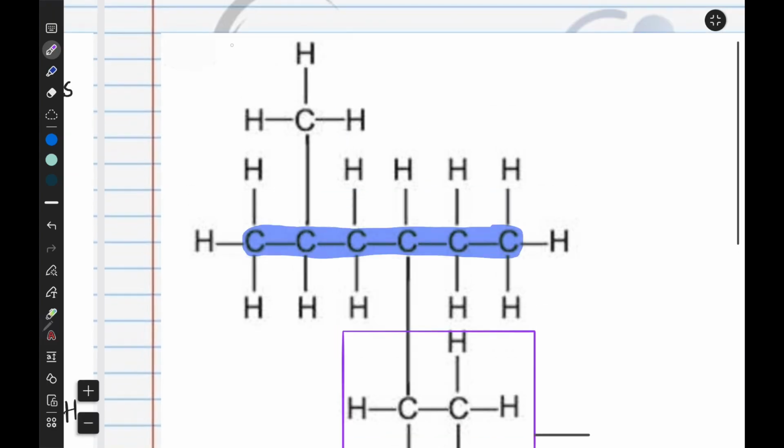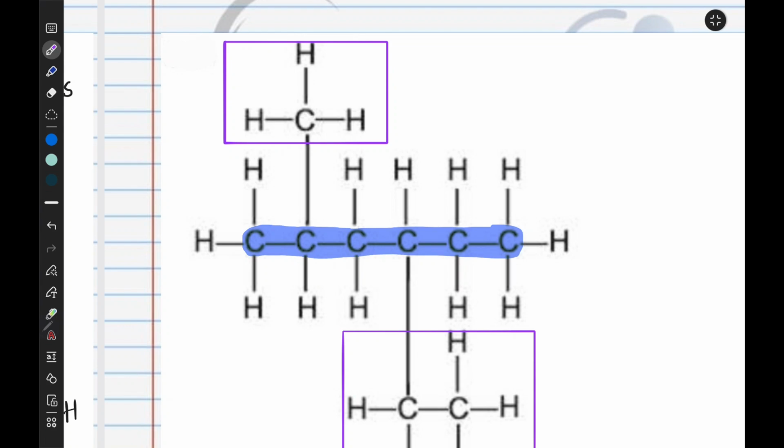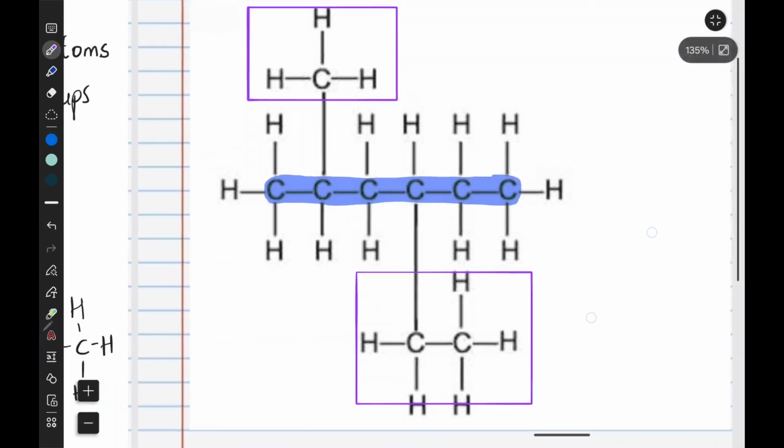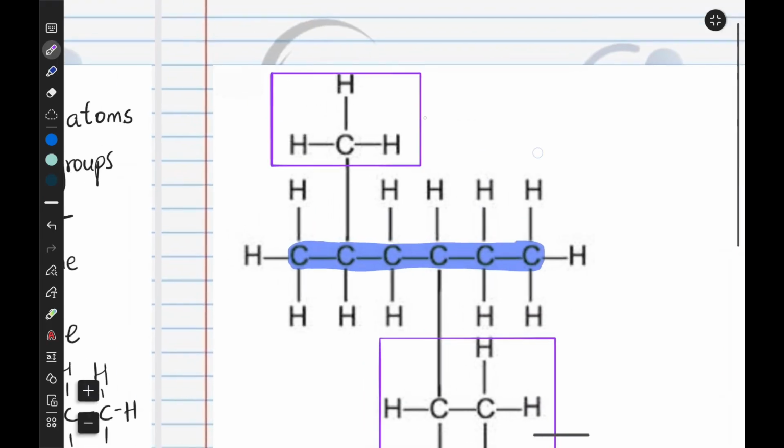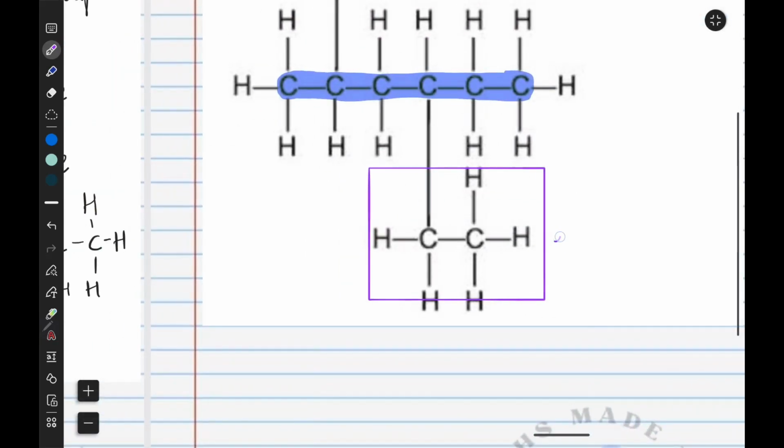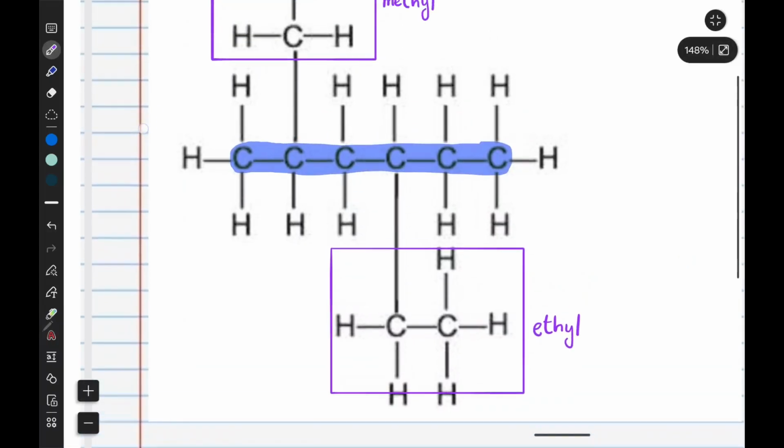And then that's alkyl group number 2. Okay, so we have these 2 alkyl groups now. One is methyl, the other one is ethyl. So we have methyl here, and then we have ethyl there. Okay, now let us start numbering.